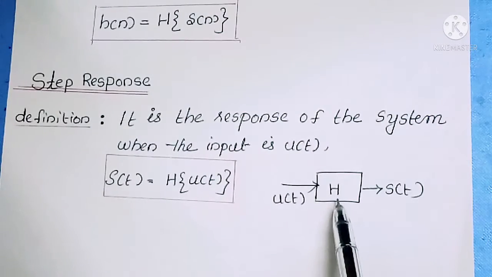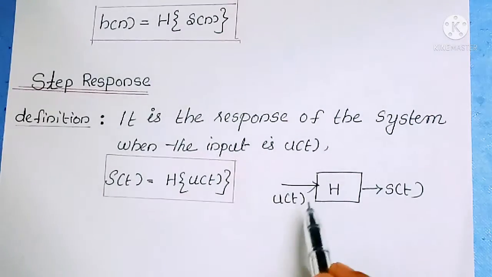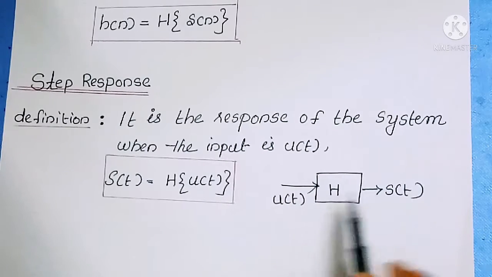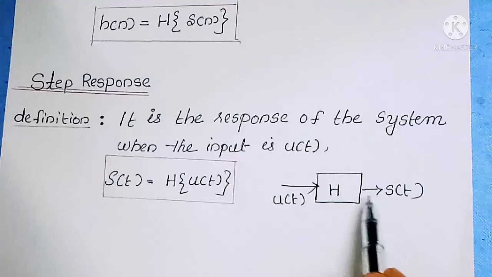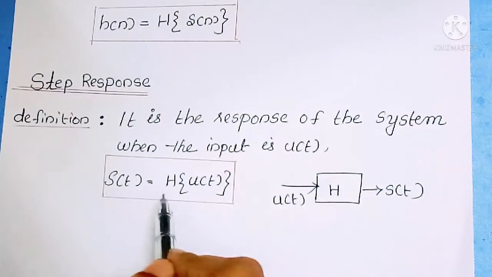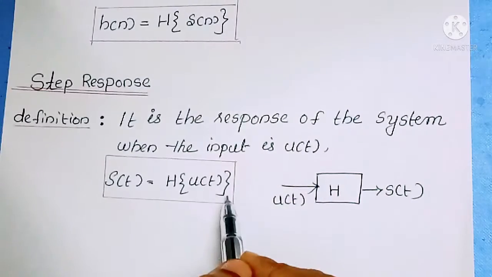Here we have a system H. Here we are giving an input signal, that is the unit step signal. Then the response of this system is the step response. It is represented by s of t. S of t should be equal to H of u of t.